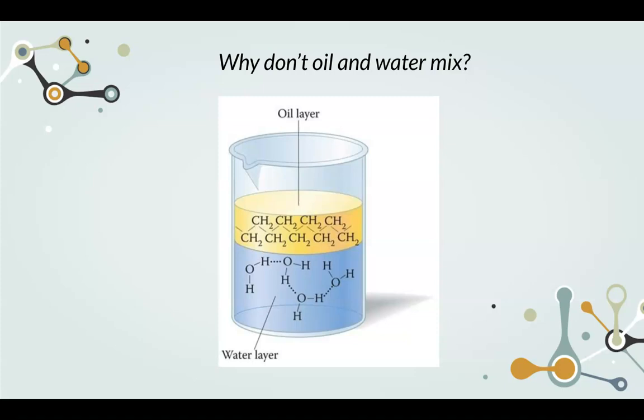If you first said density, that certainly explains why the water is on the lower level and the oil rises to the top. They have different densities, so they will have different separation, but that doesn't explain why they don't mix. To consider that, we really need to consider the polarity of the molecules and the intermolecular forces, or interactions between molecules in a substance.